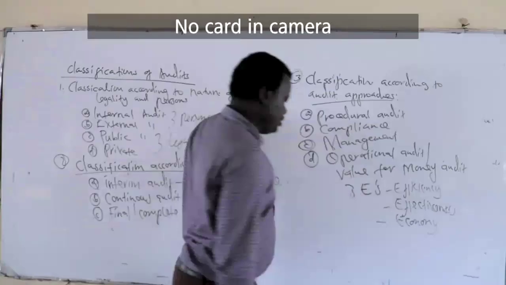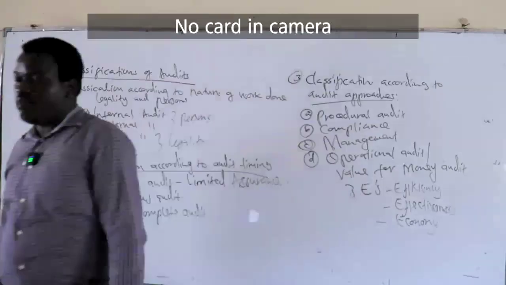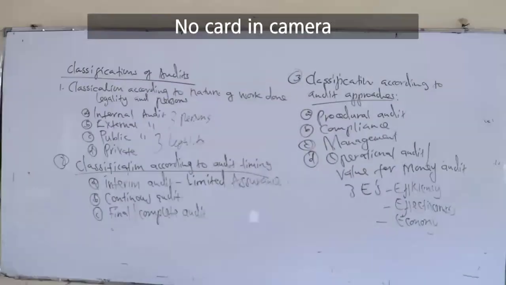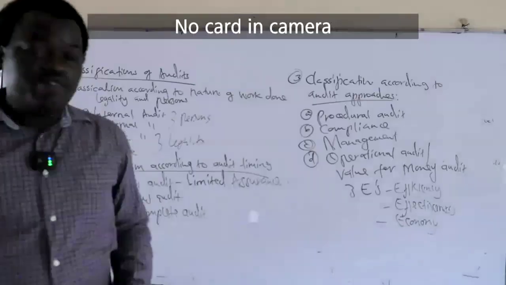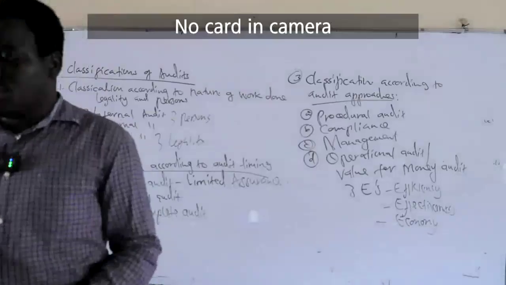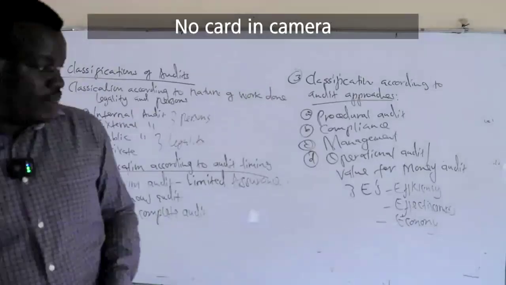So the 3 E's basis of conducting a value for money audit. You ask yourself, how efficient are we in terms of using the available resources? How effective are we in terms of attaining the set objectives? How good are we in terms of our benefit vis-a-vis the cost?